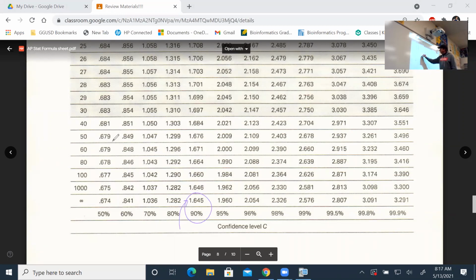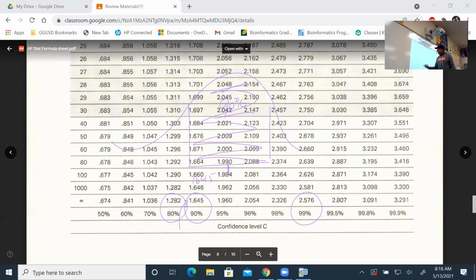And what that means is, in a normal curve, 90% of the values are going to be within 1.645 standard deviations from the mean, which is the middle. That's how you can get a 90% confidence interval. Okay, so there's 90. Here is 99. I think it was 99, 2.576. And the other one they wanted was 80.